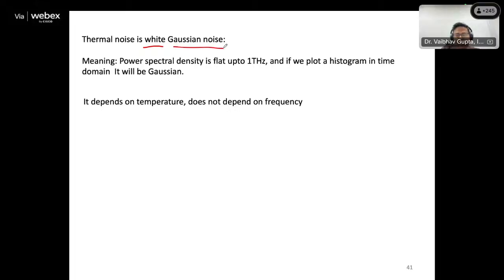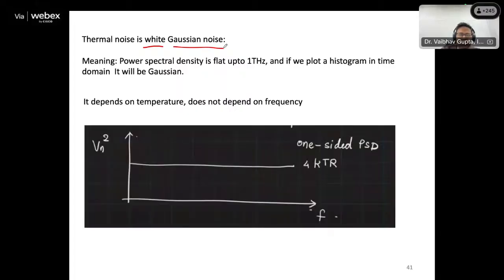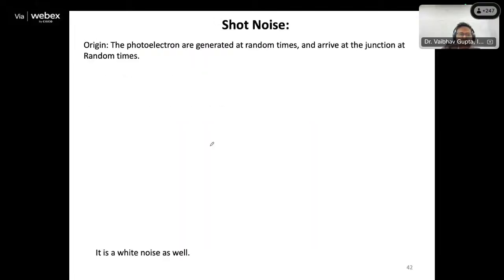So if you try to plot the power spectral density or the probability distribution function, this will show a Gaussian distribution. Now this is how it looks like. So if you have a frequency in X domain and the power in the Y, so 4kTR will be your thermal noise signal. So that is all about the thermal noise.